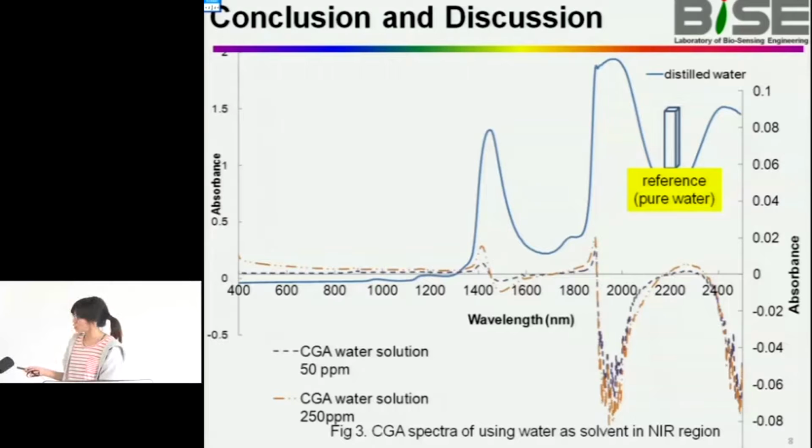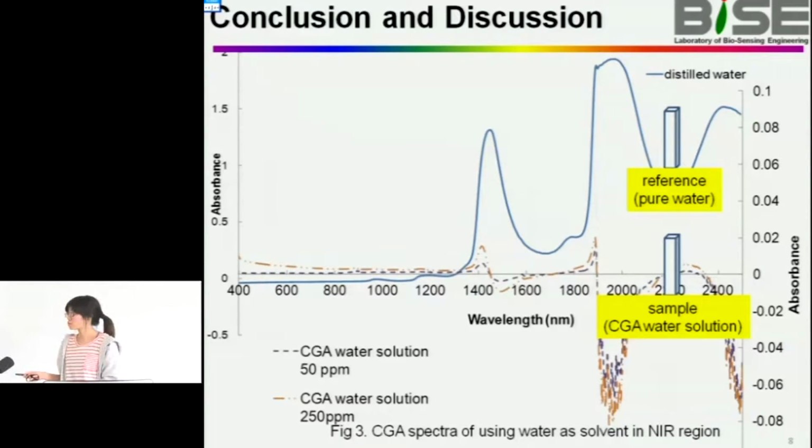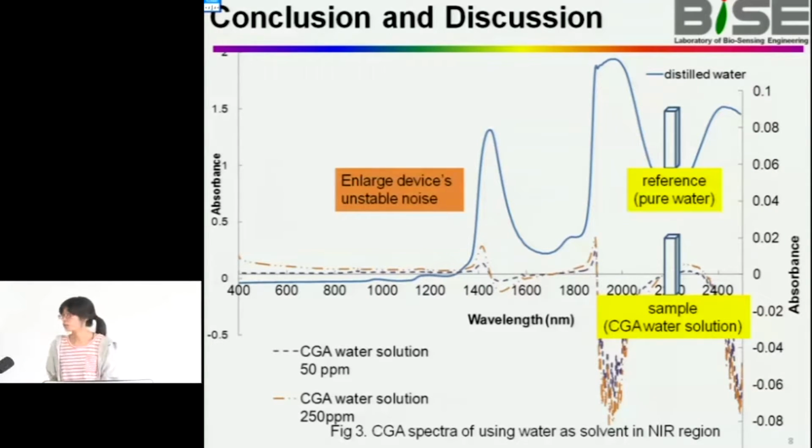Compared to the reference pure water, the sample CGA water solution contains a lower water concentration, so the absorption of the sample is lower than the reference. Then the spectrum becomes negative. Also, water's strong absorption can enlarge the device's unstable noise. So, anyway, we can conclude that the CGA spectrum we get using water as a solvent may contain a lot of noise caused by water.